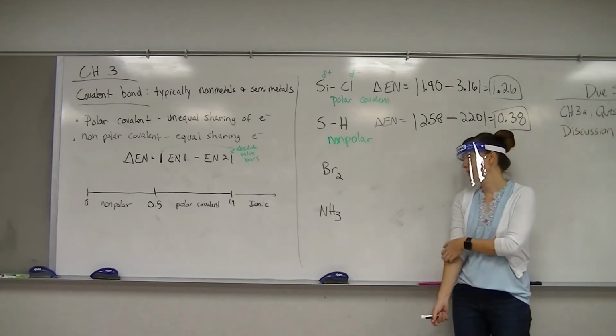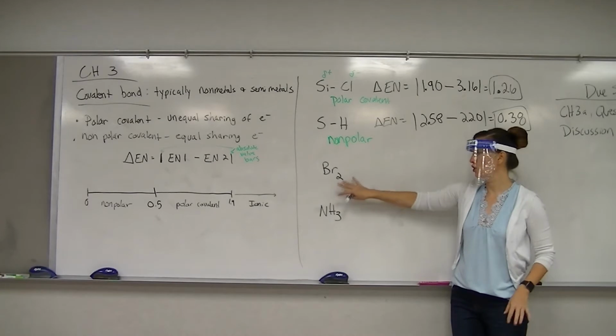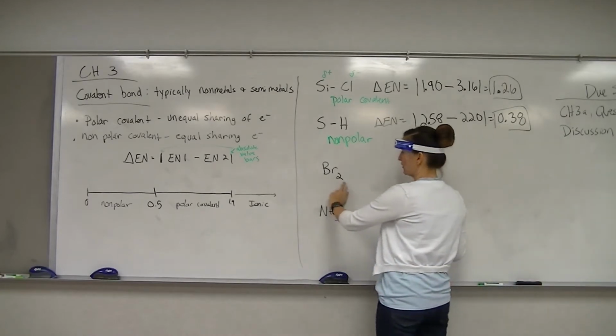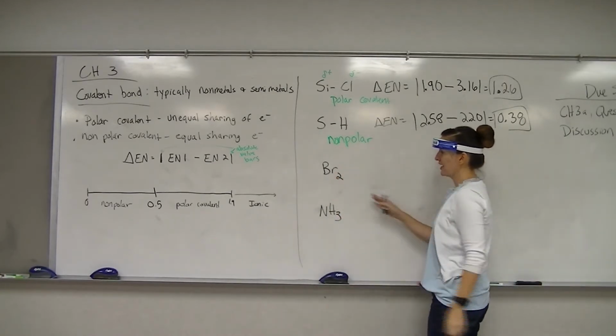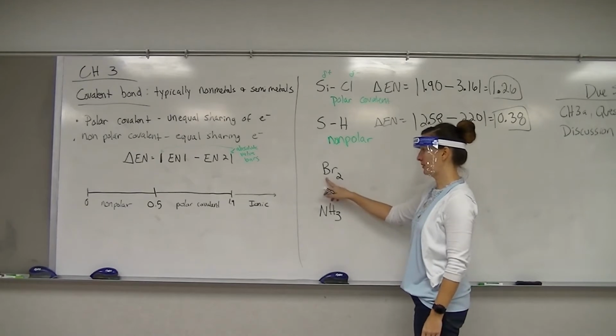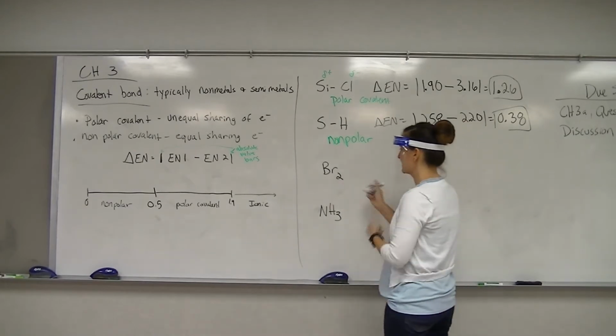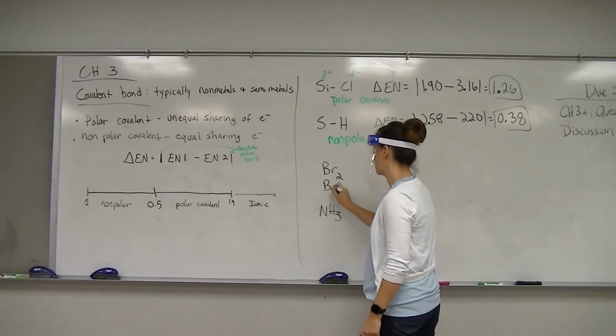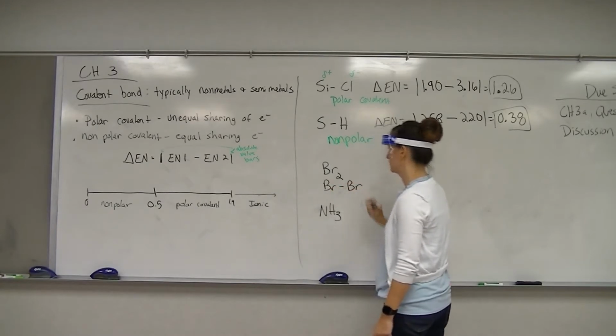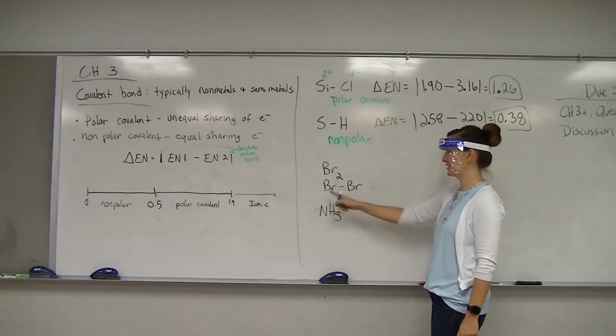Now these next two, we're going to calculate the same. They just look a little different. For instance, Br2. This subscript 2 tells me how many atoms of bromine are present in this compound. So it's the same as if I would have written Br-Br. Two atoms of bromine attached.